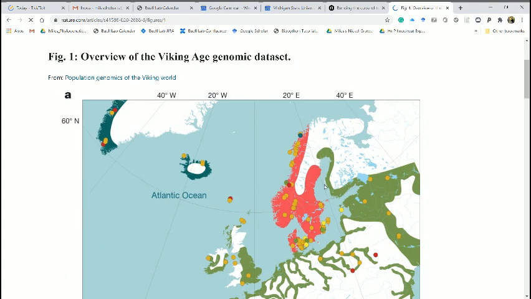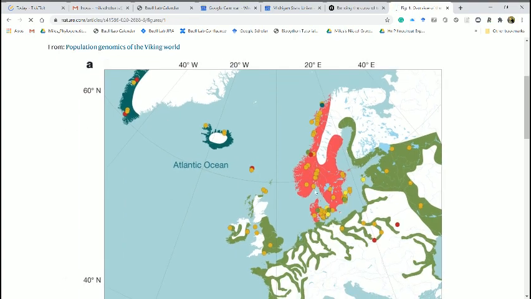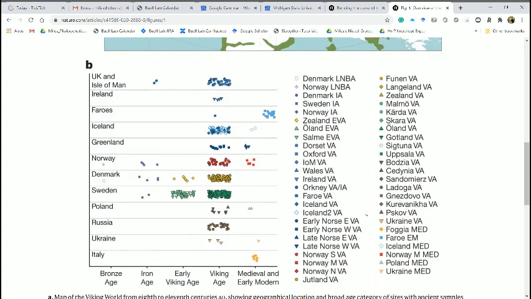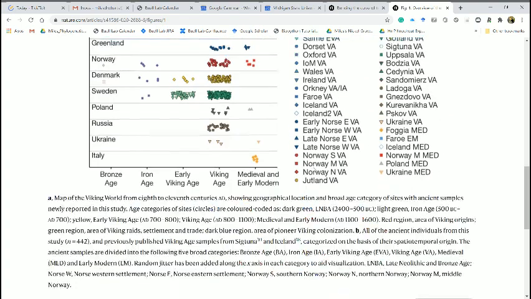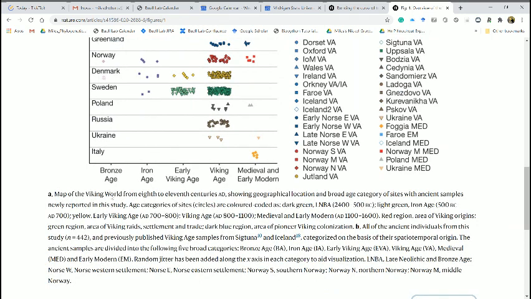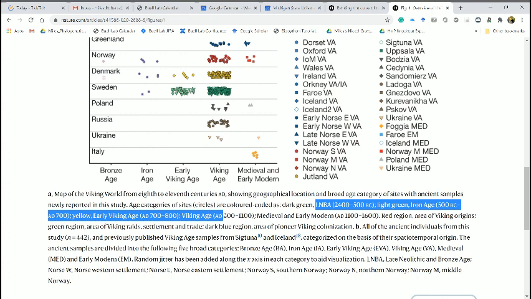So this looks like just the location of different Viking populations or different individual Viking individuals that were sequenced. Broad category of sites. So they divided up their samples by different time periods, which seem rather arbitrary, but that's how they did it. The Iron Age, the early Viking Age, the Viking Age, medieval and early modern age, which is ending around the year 1600.